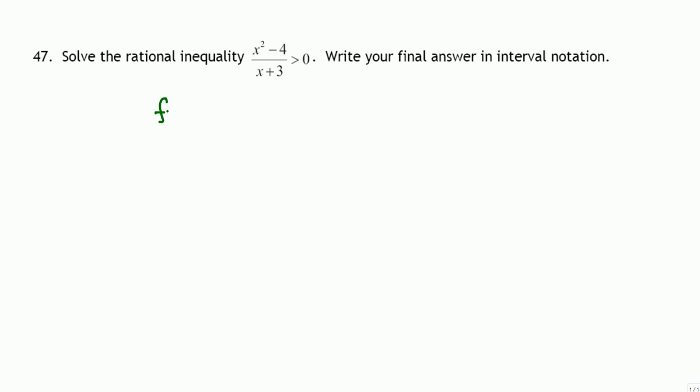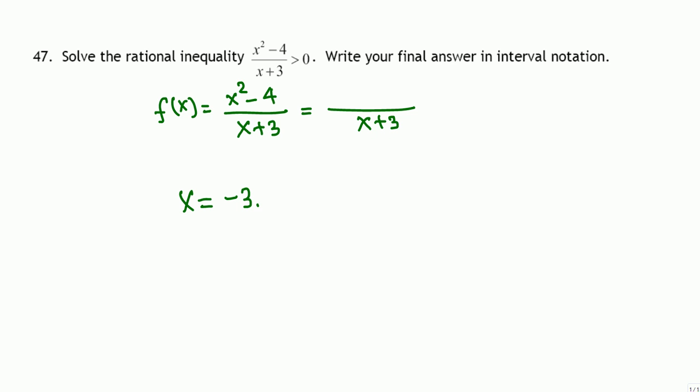Let's write down the function f(x) equals (x squared minus 4) over (x plus 3), and we want to find the x values for which this fraction is bigger than 0. Okay, that means positive. Now we find the zeros of the top and zeros of the bottom. To find the zeros, we need to factor. The bottom is already factored, and we know x equals -3 makes this 0. So the zero -3 is coming from there.